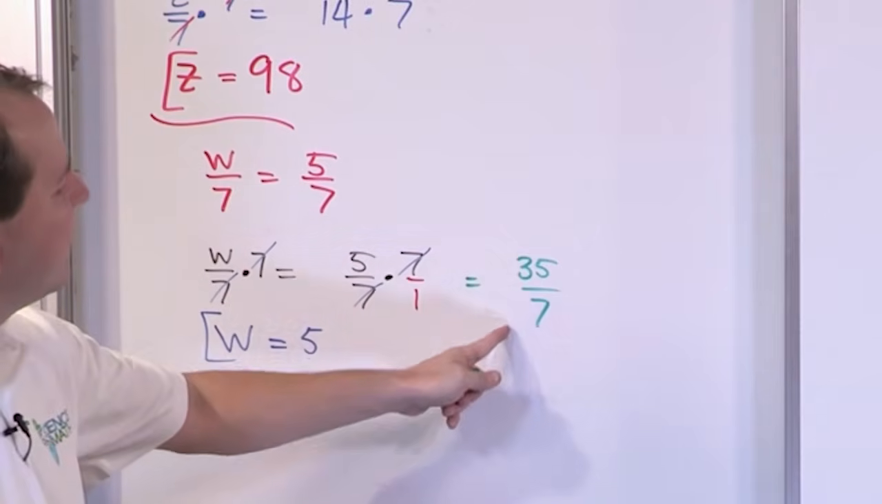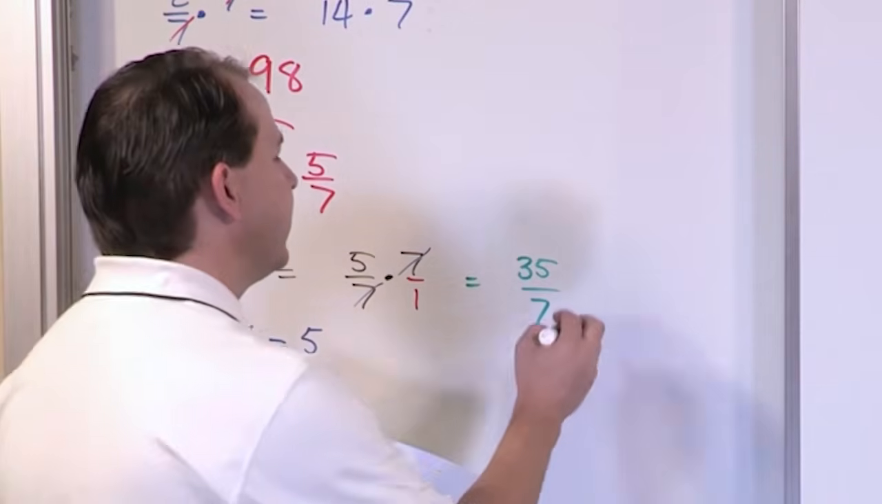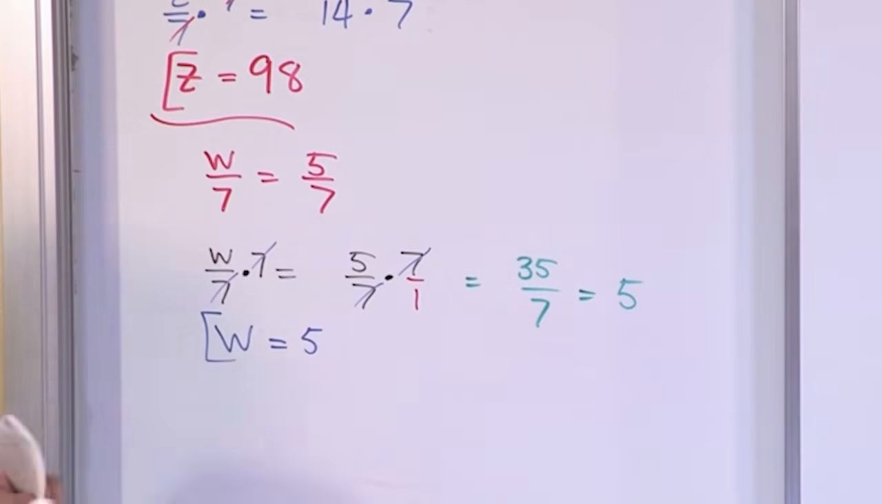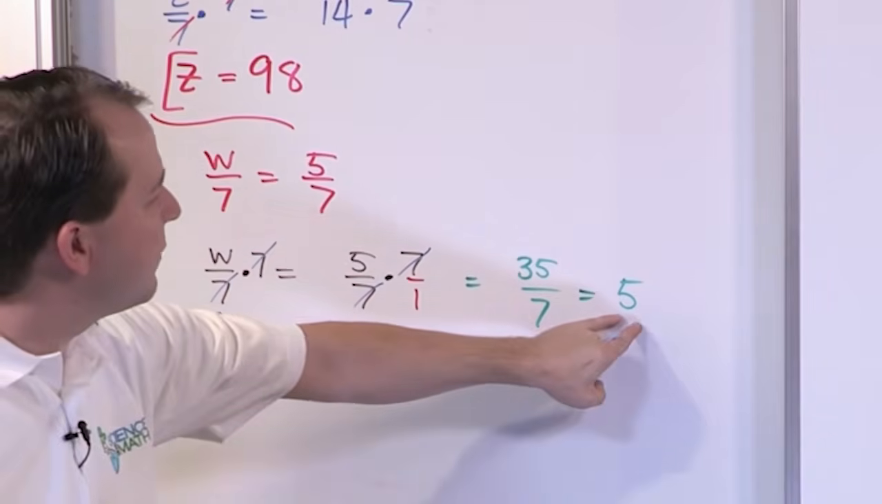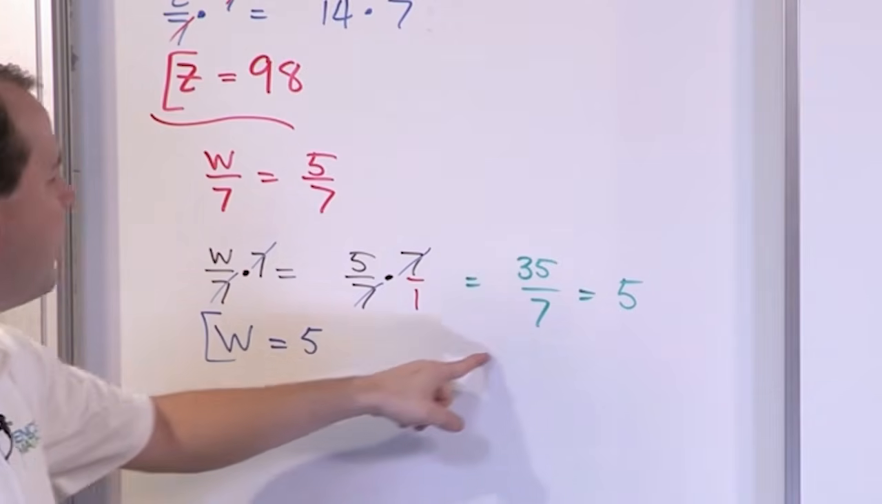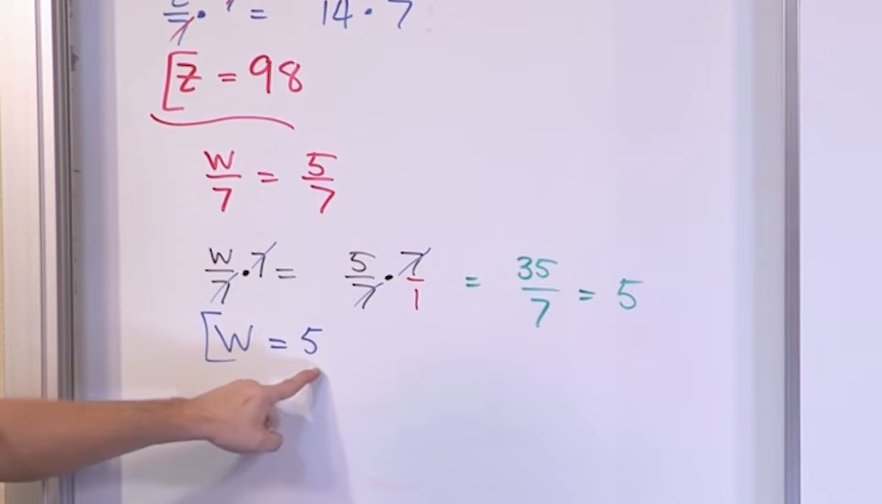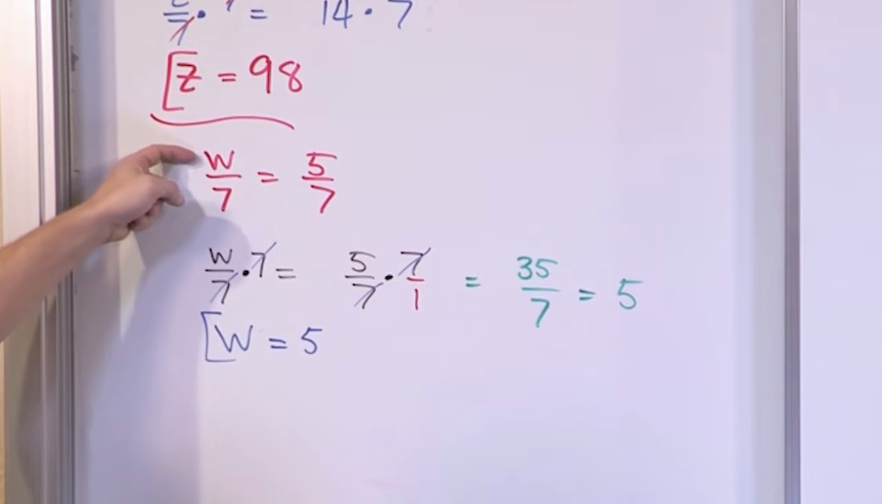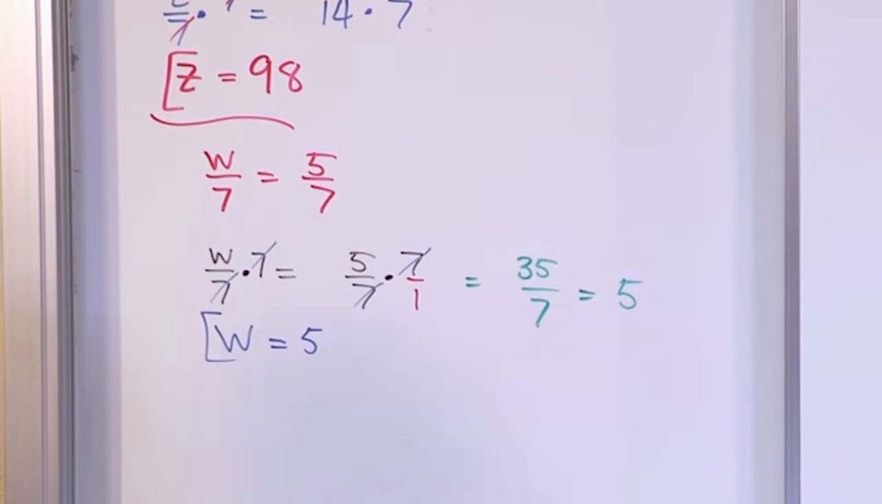And then we would look at this and say, well, 35 divided by 7 is 5. So that's the same thing we get. So no matter if you do the multiplication and then you simplify, or if you simplify ahead of time, you're going to get the same answer either way. And you should always check your work by taking the 5 for w and sticking it in here. If you put a 5 here, what we're saying is 5/7 is equal to 5/7. So of course that's correct.